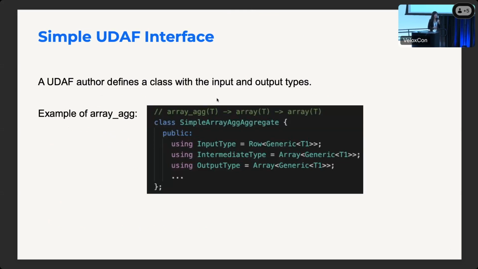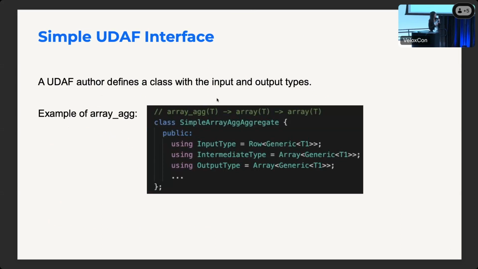So let's look at what the simple UDF interface looks like with an example of array_agg. Array_agg is an aggregation function that takes input of arbitrary type and produces an array for each group with the input values as the elements in the array. So first we define a class, SimpleArrayAggregate, and then we declare the input type, the intermediate type, and the result type. Here we use the generic T1 to represent the arbitrary type T.